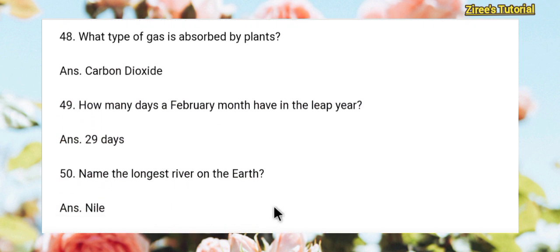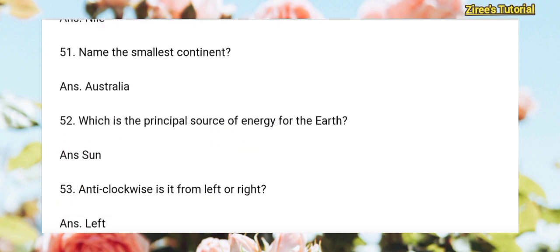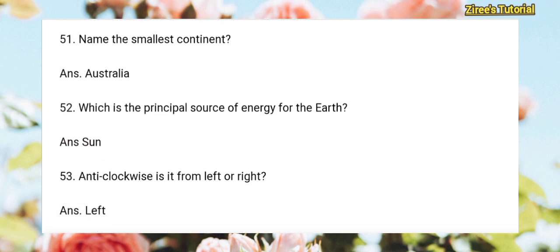Next question. What type of gas is absorbed by plants? Carbon dioxide gas. How many days does February have in a leap year? In the leap year, February month has 29 days. Name the longest river on the earth. The longest river on the earth is the Nile River. Name the smallest continent. The smallest continent is Australia.